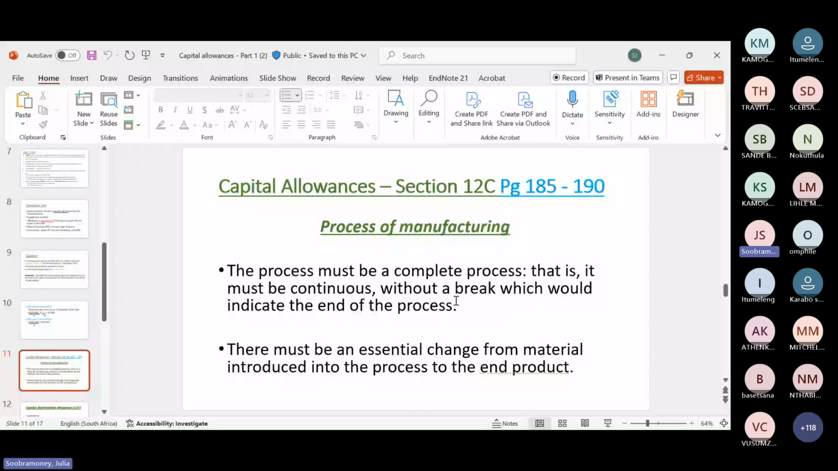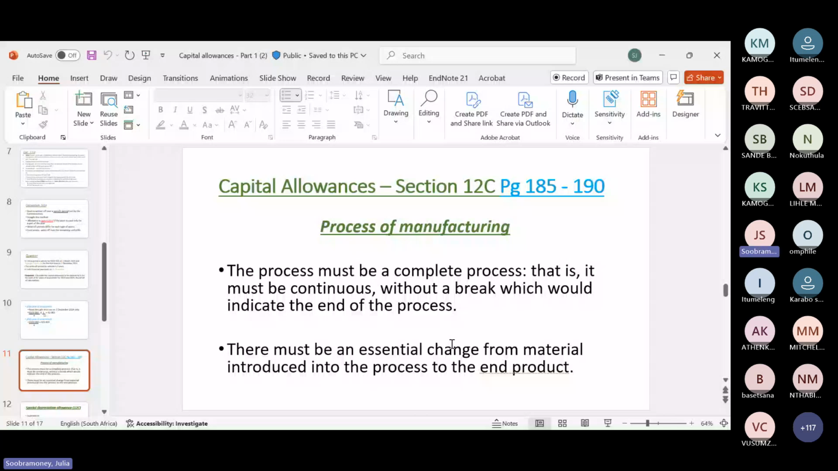Okay, so you already know what process of manufacturing is. It must be a complete process. It must be continuous. There must be no break. I think you all know what that means. There must be an essential change from material, raw material going in, to an end product. But again, I'm not going to ask you what the definition of this is. I think you all already know what process of manufacturing means.